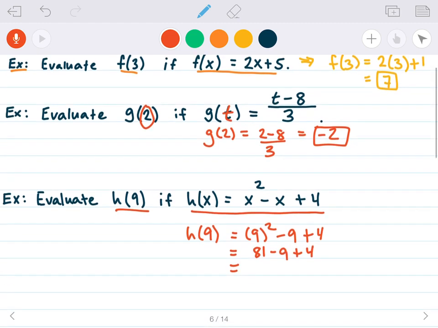So 81 minus 10 is 71, so that's 72 plus 4 is 76. So h of 9 is 76.